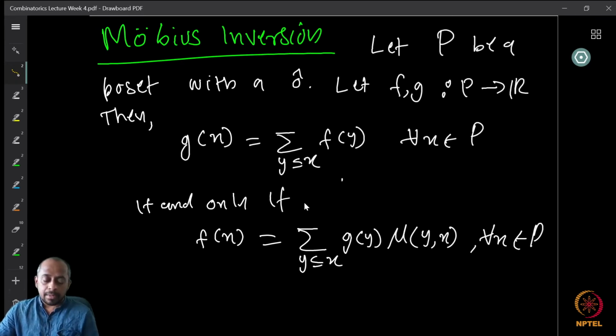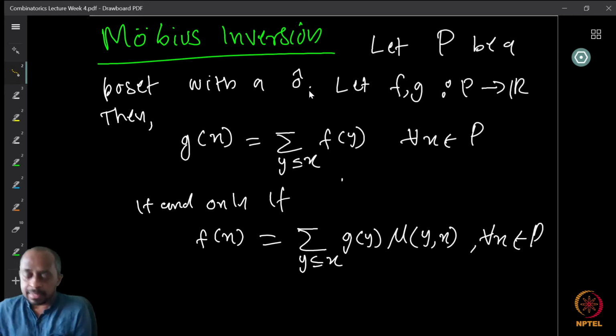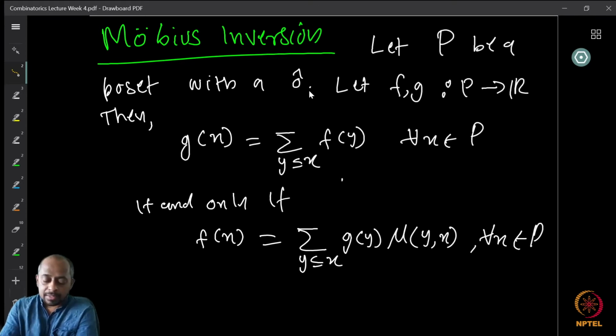Now we look at what we wanted to look at in this section, which is the Mobius inversion. So let P be a poset with a 0. If you remember, we defined 0 in the previous lecture, right? So this is actually a simplified statement. In fact, one can make it a little more general. What we really need is that the poset should have all its principal order ideals to be finite.